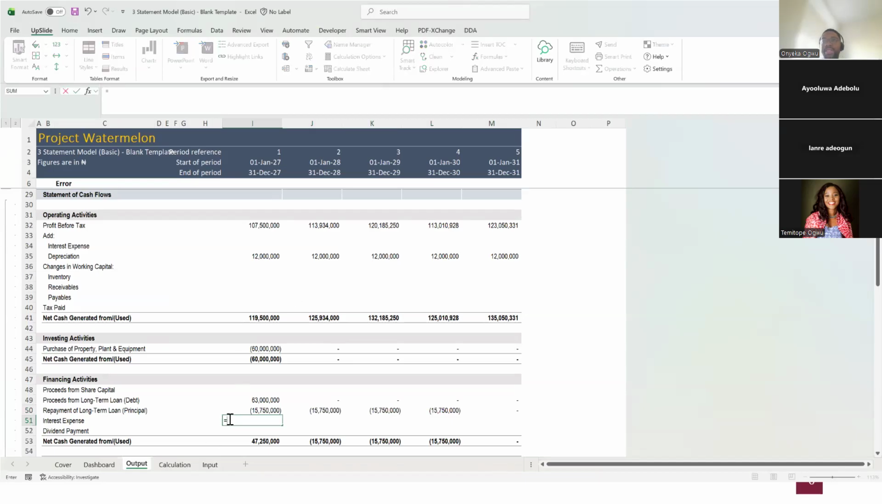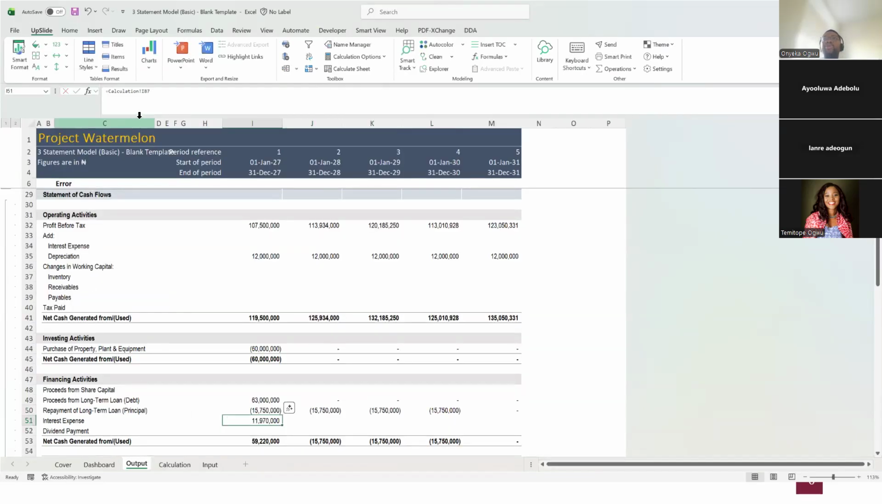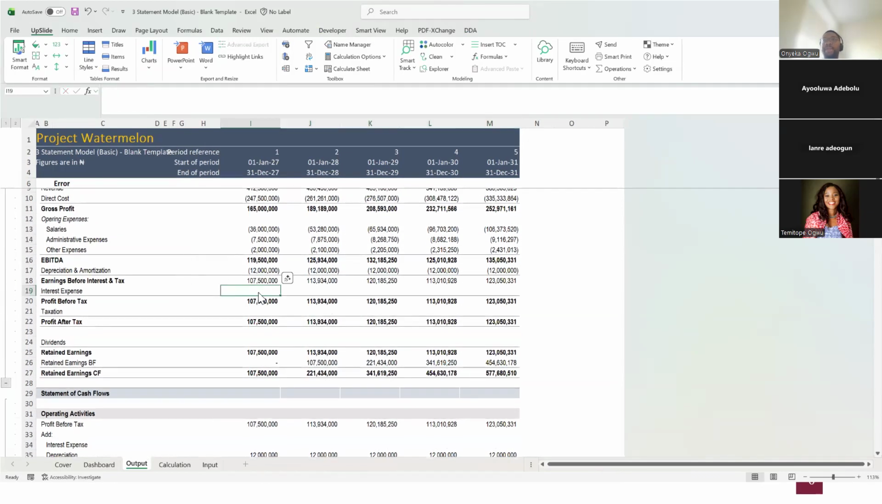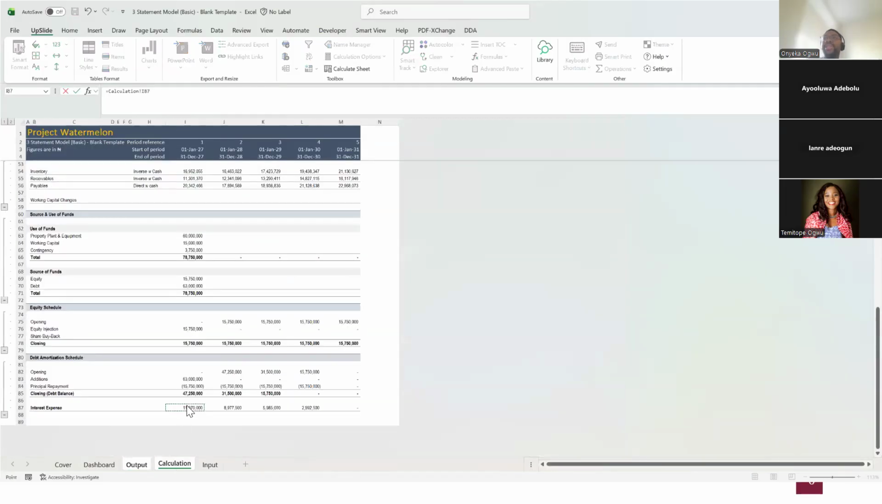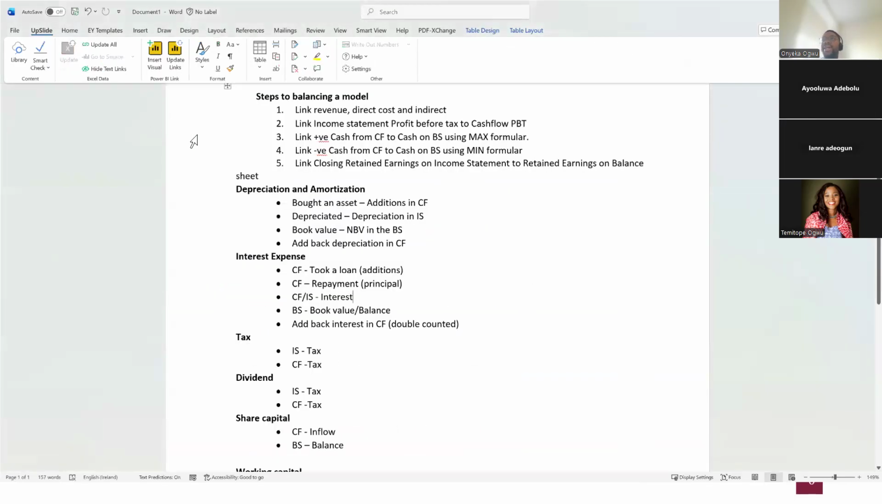So the interest payment comes from this calculation. Since it reduces our cash, we have to do it in negative. We have done it in cash flow. We also need to do it in our income statement, here, in the interest part. Interest is also negative in the income statement. So we have done that. The last two steps say the book value or the balance needs to go to the balance sheet.